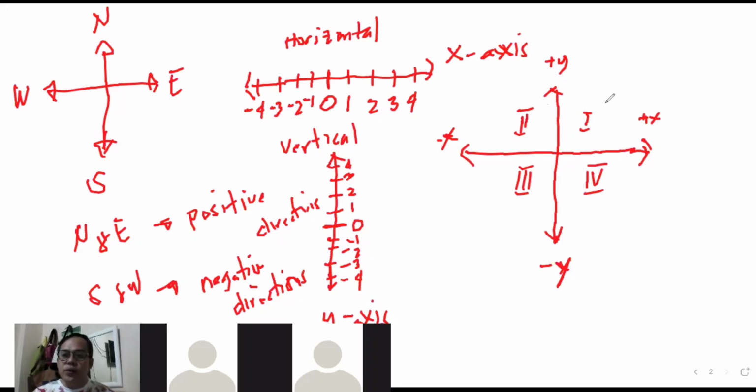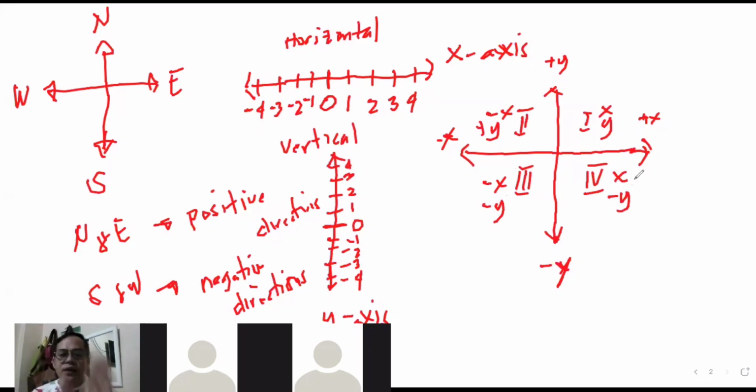In quadrant 1, you will see that your x is positive and y is also positive. If the value of your number is positive, there's no need to write the plus sign. Okay? Here in your quadrant 2, your x is negative and your y is positive. In quadrant 3, your x is negative and your y is also negative. In quadrant 4, your x is positive and your y is negative.